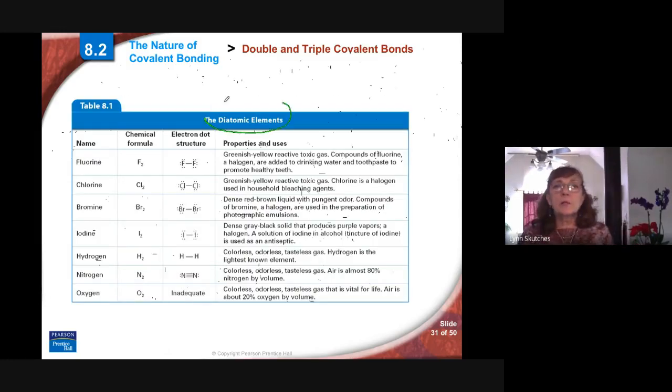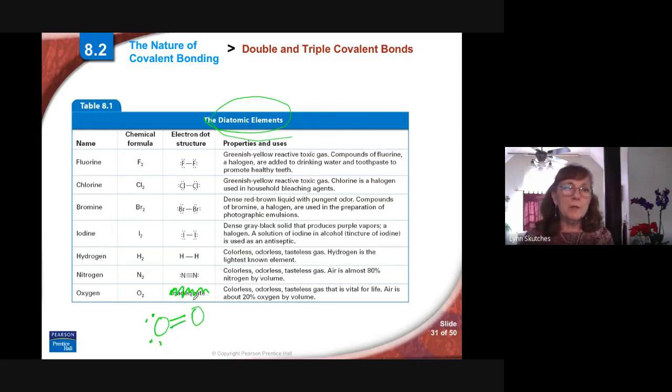And in the book, this is the list of diatomic molecules. They say having oxygen as a double bond is inadequate. I say it's good enough for us. Okay? If you get into bonding theory someday, worry about it. But for right now, just know that it's a double bond. So most of these do single bonds, nitrogen's a triple, oxygen's a double.